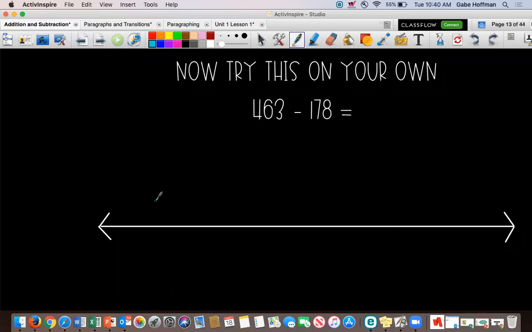Anybody want to volunteer to share with us how they solved the problem, what they did step by step? Any brave souls, risk takers? Corbin, talk us through it.